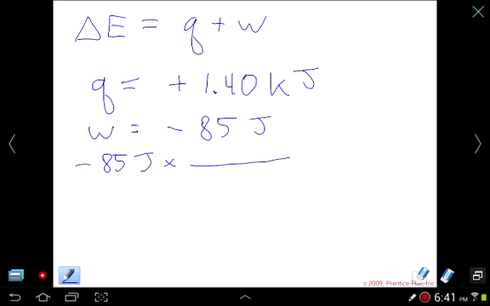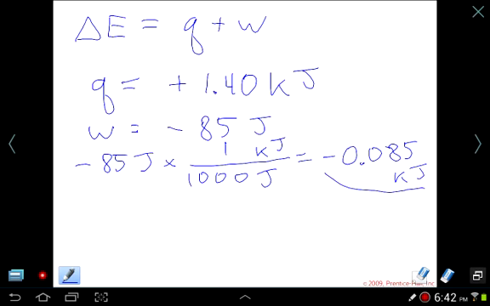And just like we would do with kilograms to grams, we know that joules would have to go on the bottom, kilojoules would have to go on top. The prefix kilo means 1,000, so 1 kilojoule is 1,000 joules, just like 1 kilogram is 1,000 grams. And then dividing by 1,000 essentially is moving the decimal place left 3 times, so we get ourselves negative 0.085 kilojoules. Now that we have both of our values in kilojoules, we can simply combine them.